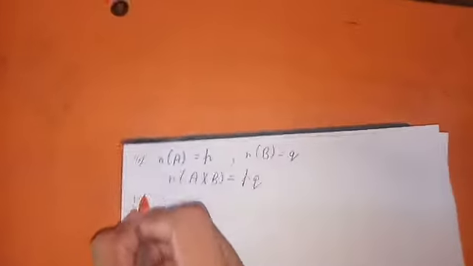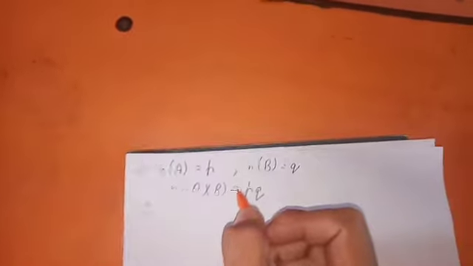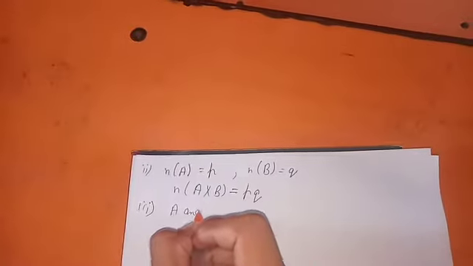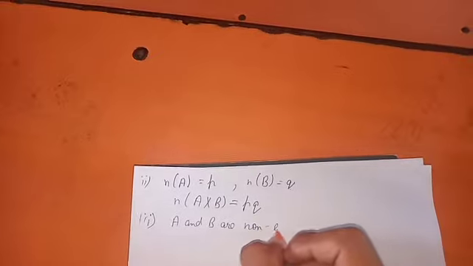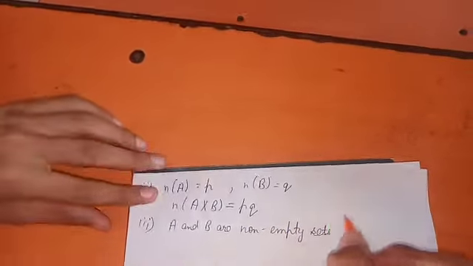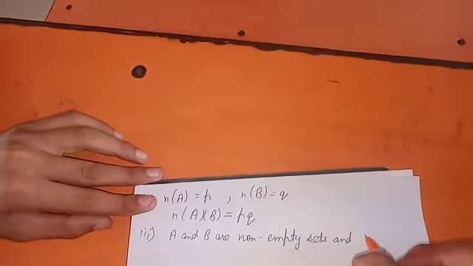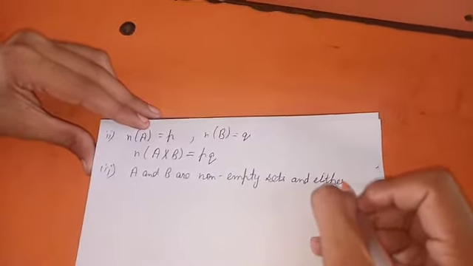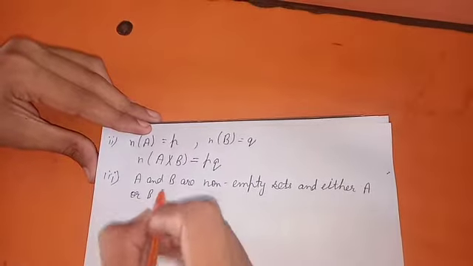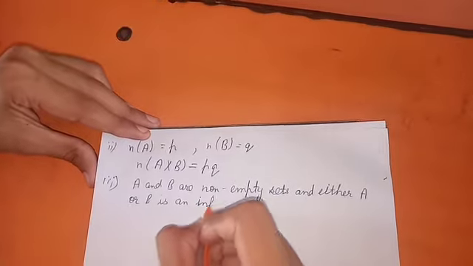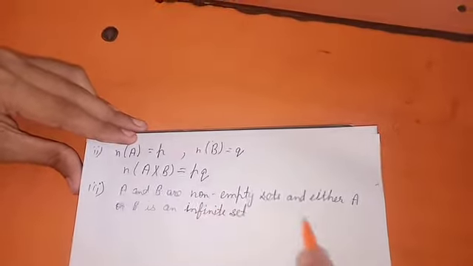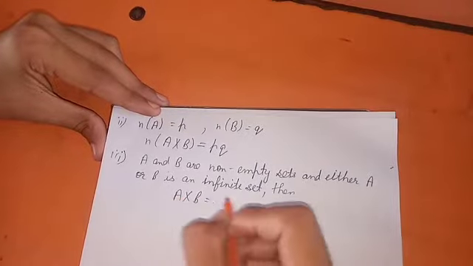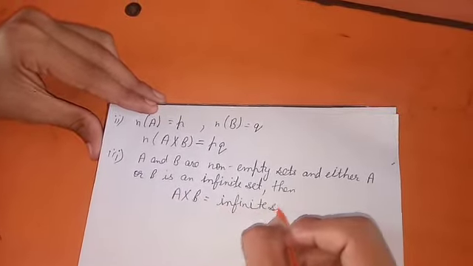Next point, it is given that if A and B are two non-empty sets, and either A or B is an infinite set, meaning either of them, A or B, or maybe both, then A cross B will also be an infinite set.